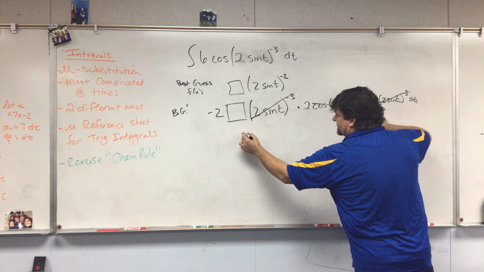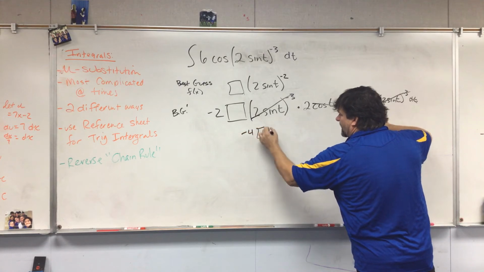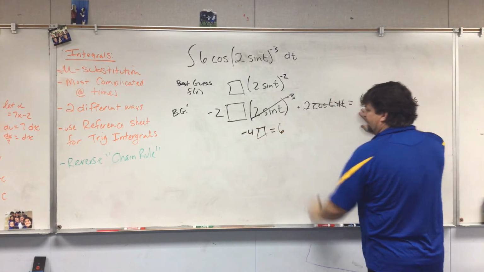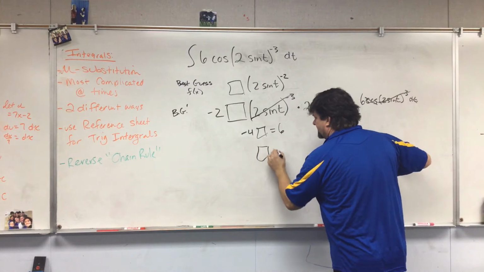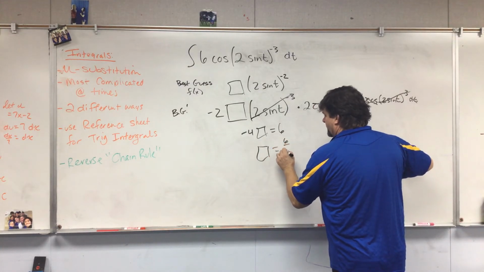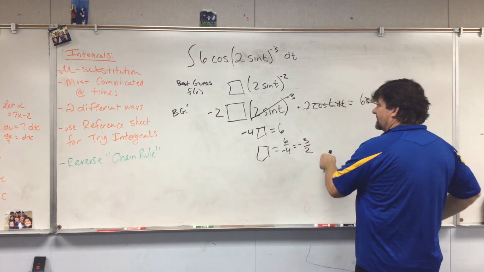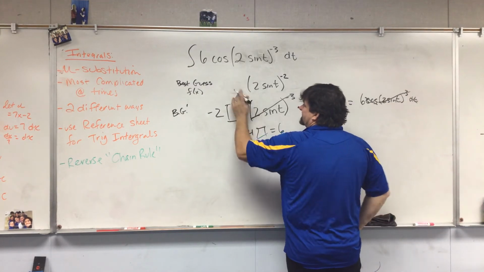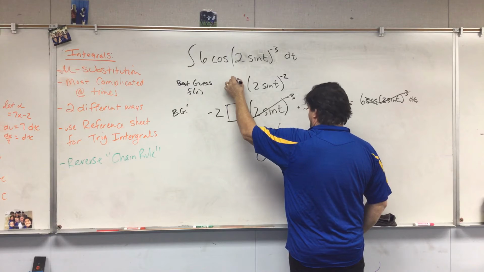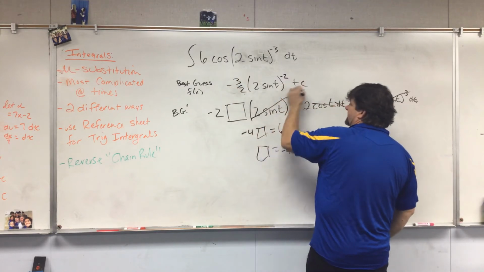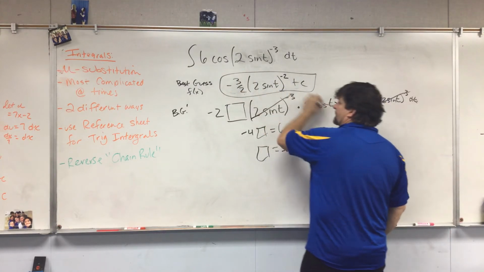So -4 times the missing piece equals 6. The missing piece is 6 over -4, which is equal to -3/2. So therefore, my best guess is now -3/2 plus c.